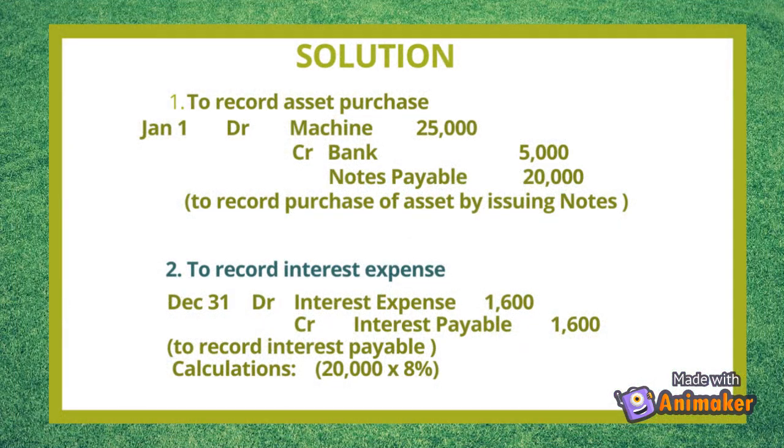To record the asset purchase, we will debit machine 25,000 ringgit and credit bank 5,000 ringgit and notes payable 20,000 ringgit. To record interest expense, we will debit interest expense 1,600 ringgit and credit interest payable with the same amount. The journal will be recorded on December 31st.